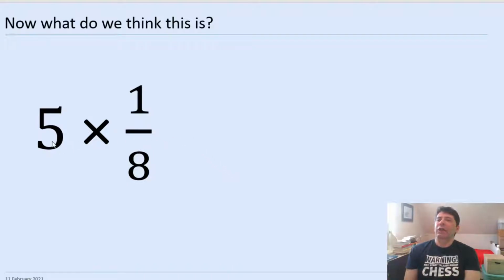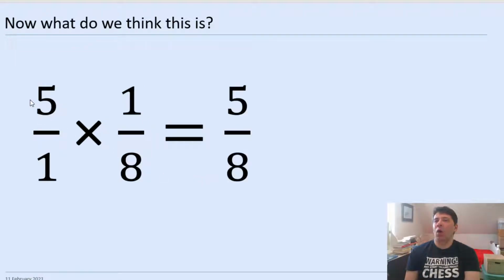What do we think this is? 5 times 1/8. Well, it's just going to be 5/8. But also, we can write it one more way. 5 over 1 times 1/8. This might help us later on. But 5 over 1 times 1/8 is 5 over 8.